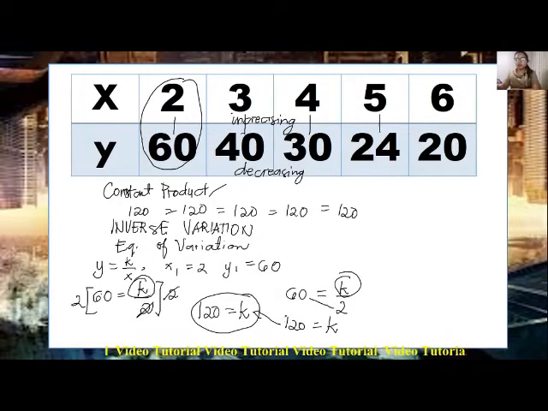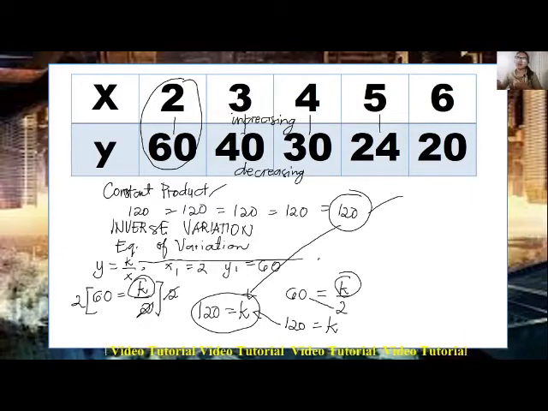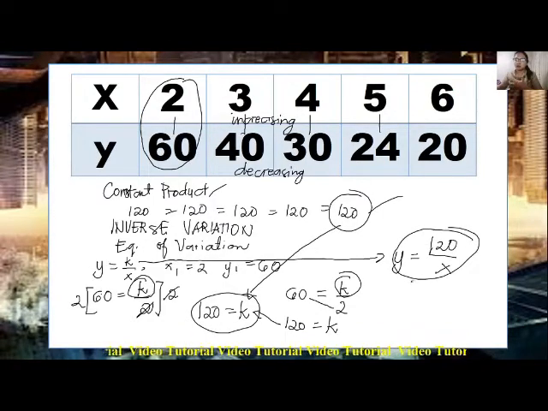And another technique: if you have the constant product, it is also equal to the constant of an inverse variation. Therefore, you can already write the equation of the variation even if you're not solving the problem or getting values from it. Only by multiplying, you will obtain the constant. So now that we have the constant, this will be y equals 120 over x. This is our final answer, the equation of the variation.